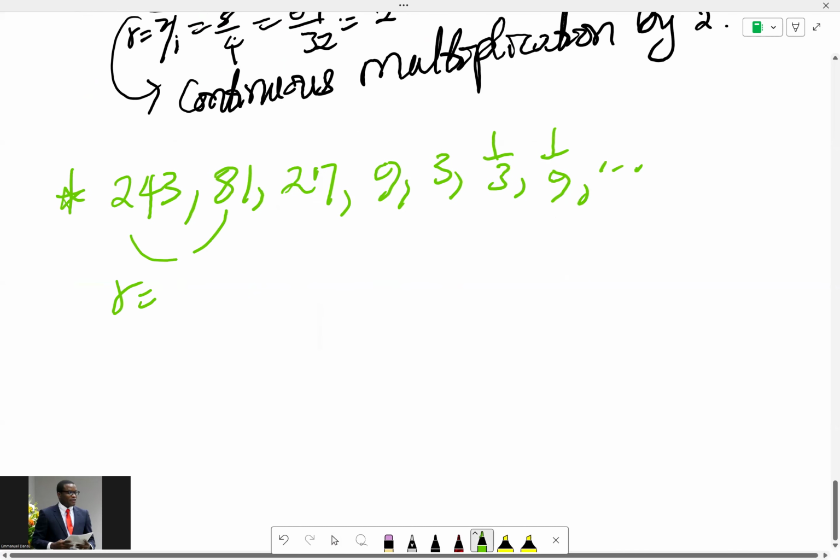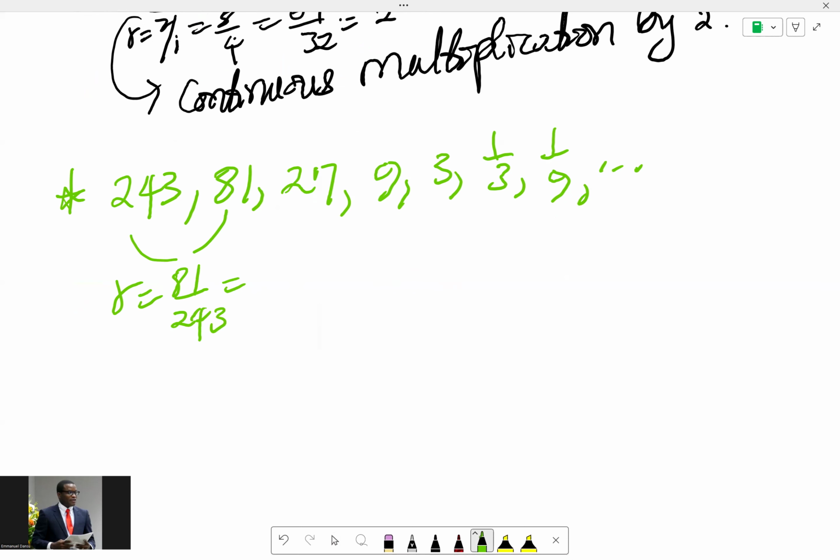The common ratio here would be 81 over 243, and that is the same as 9 over 27. Oh, okay, I think I jumped something here. The next thing after 3 actually should be 1, and then we have 1 over 3, so we have 1 over 9. If we take 1 over 243, 27, 9 over 27, any consecutive pairs will give you the same thing. So the easiest will be 1 over 3. So you see, all of this is 1 over 3.